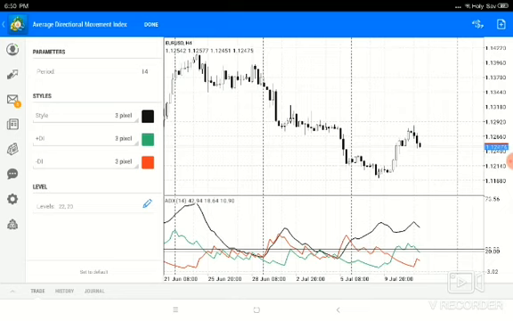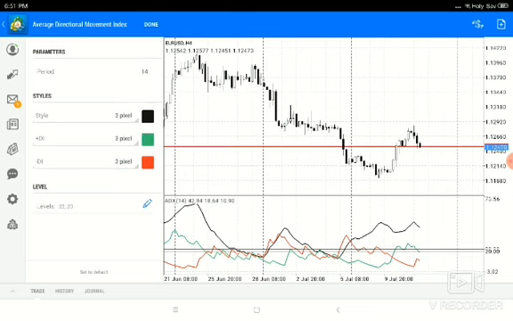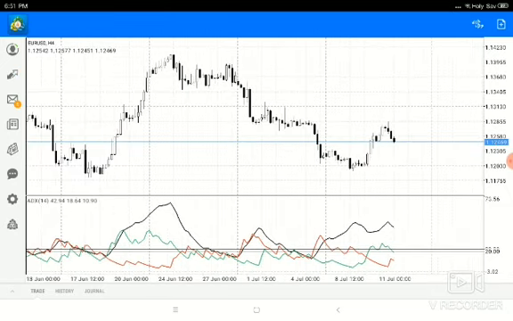Then we have two levels, level 20 and level 22. These are the levels that any of the lines have to cross to tell us that we are good to go, this thing is ready to give us some maximum profit. So that's the setting basically. Period 14, ADX is black, your D plus and D minus are green and red, and then your levels are 22 and 20. So now let's go to how we're going to take our entry.